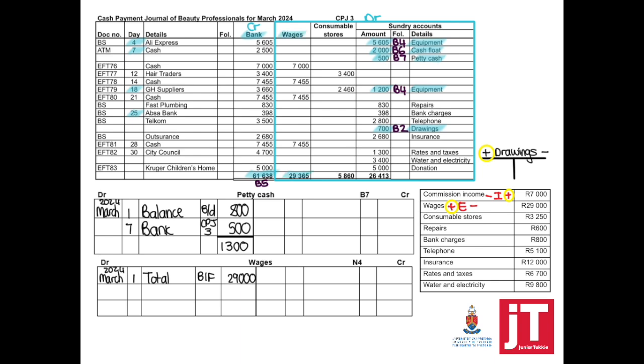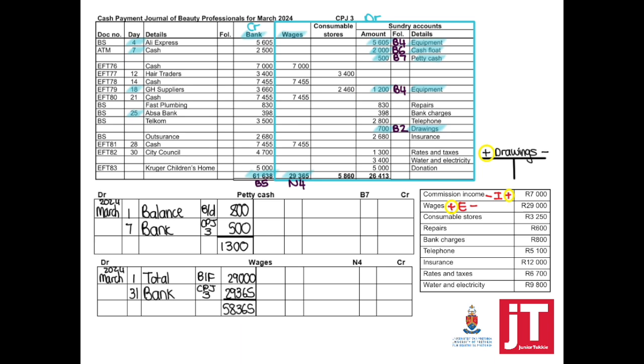Step number 2, posting from the journal on the last day of the month. Our total wages, we're not going to post individually. At the end of the month, our total wages was 29,365. From which journal? From the CPJ, and the contra account is bank. Indicate that you've taken this to account number N4.